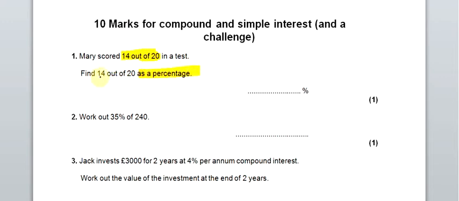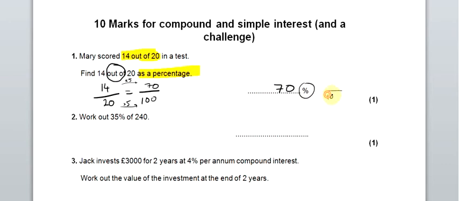Really straightforward, as long as you remember that you can write out of as a fraction. 14 out of 20. Okay, well that's a fraction. Percentage is just a fraction with 100 on the bottom. This one's got 20. I need 100, so I'm going to just times it by 5 to get 100. 14 times 5 is 70, so that's 70%. This thing here just means out of 100.